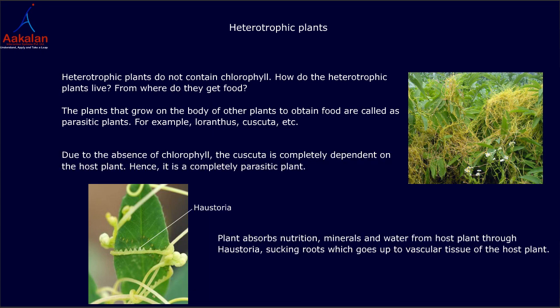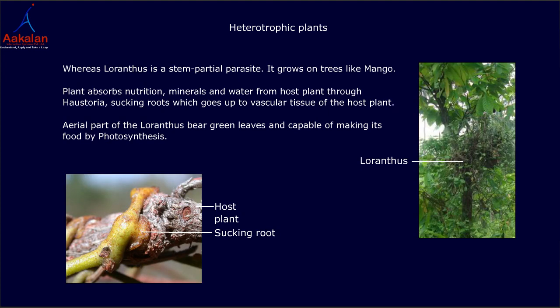Due to the absence of chlorophyll, the Cuscuta is completely dependent on the host plant. Hence, it is a completely parasitic plant. Whereas Loranthus is a partial stem parasite. It grows on trees like mango.